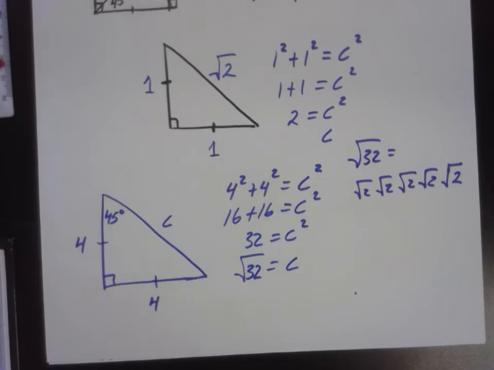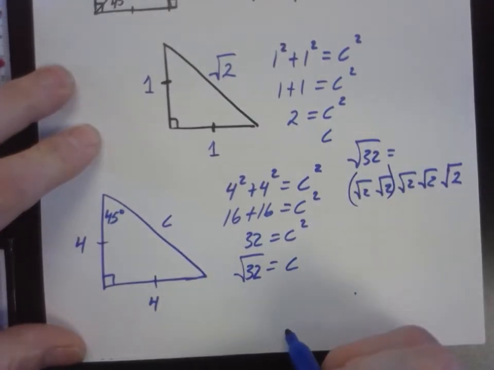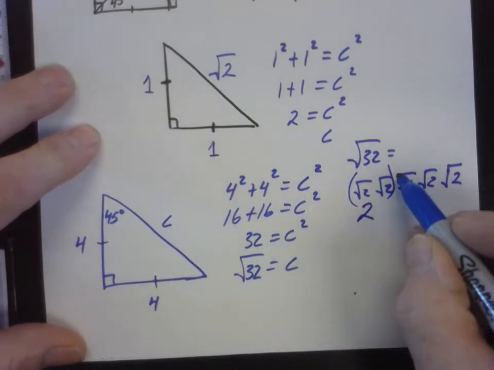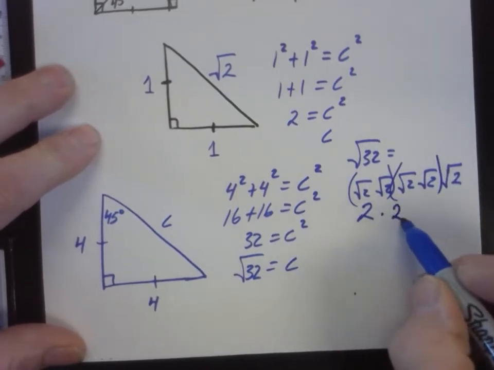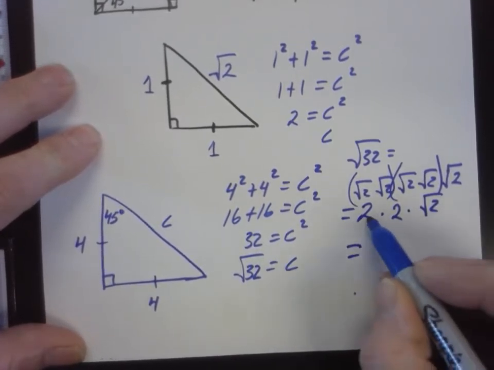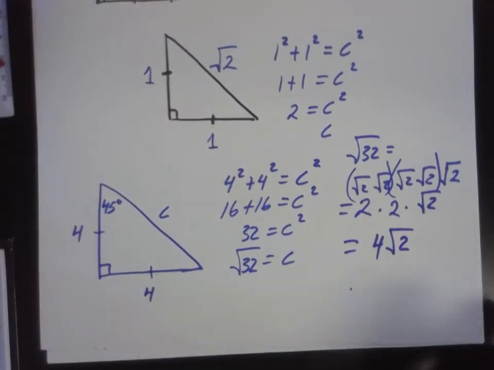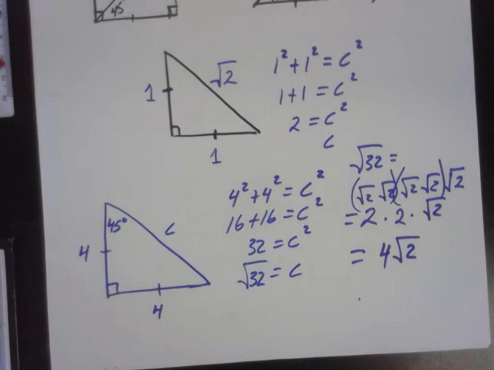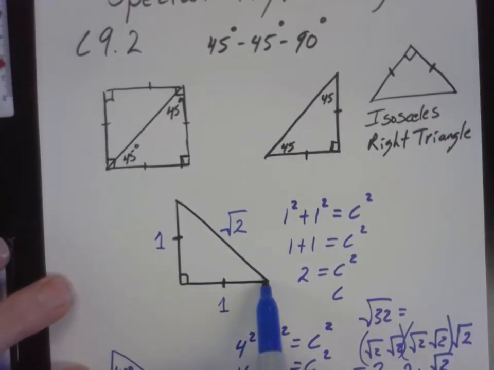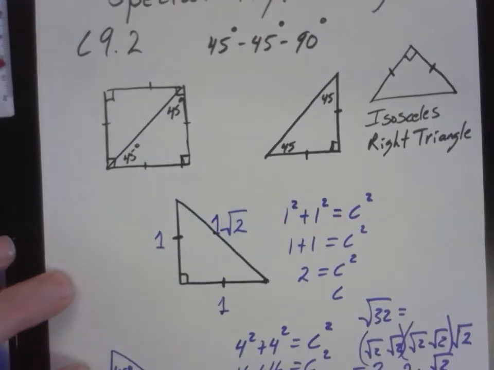5 of them? Okay. So everybody, what's radical 2 times radical 2? It's radical 4, which is 2. And radical 2 times radical 2 is 2. And radical 2. And 2 times 2? 4 radical 2. Okay? So it is 4 radical 2. So whatever the leg is, the hypotenuse is always whatever the leg is times radical 2. So this one would be 1 radical 2.